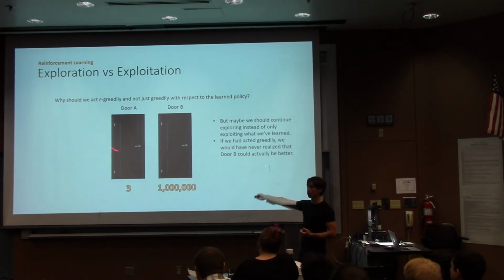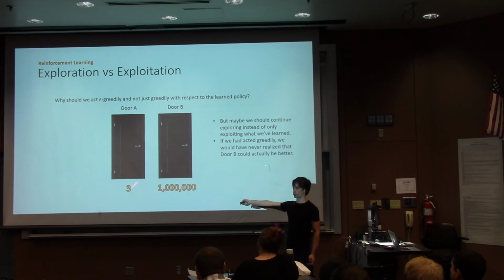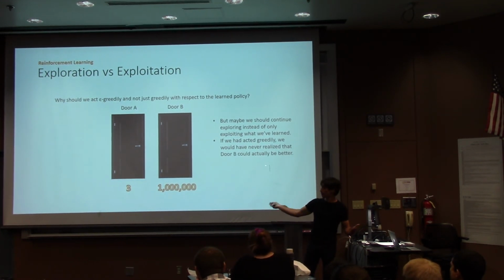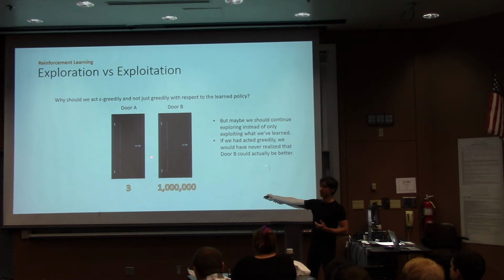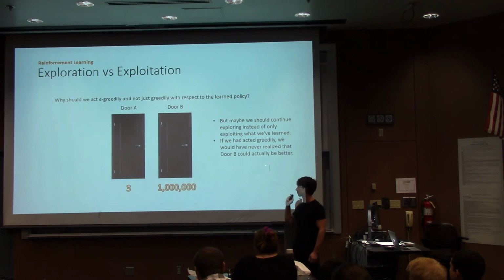Now let's say maybe door A only gives you values 2 or 3 with equal probability. Maybe door B gives you values between 1 and 1 million with equal probability for each value. That's something that you would eventually learn, and as you learned it, you would start decreasing the amount that you open door A, and increasing the amount that you open door B. That's going to converge to an optimal policy.